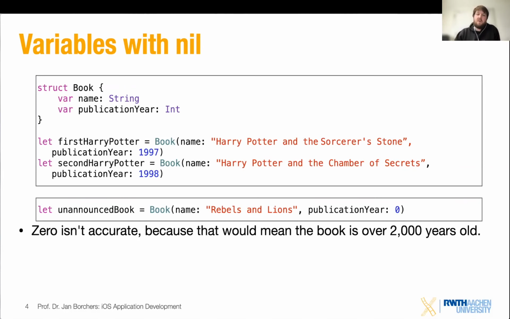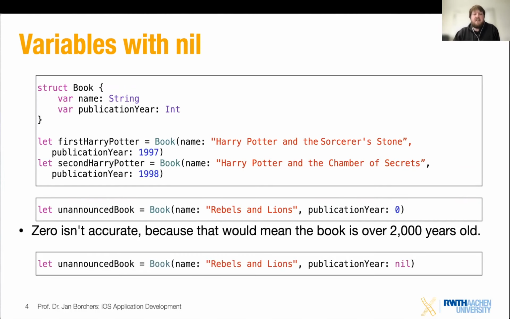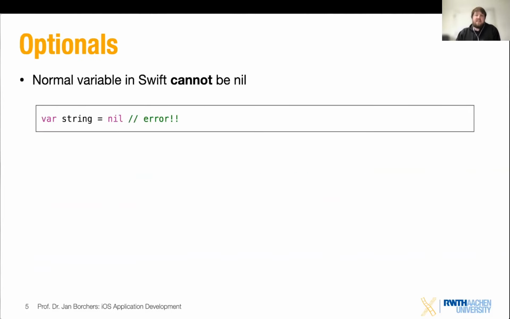So what we really would like to do is to specify that the publication year is nil. It has no value. It doesn't have a publication year at this point. But for the type safety arguments in Swift, that isn't possible because we can't set an int to nil. An int always needs to have a number in it. And that is really central to this language. If there is a type associated with a variable or a constant, you can be sure that a value is also in there.